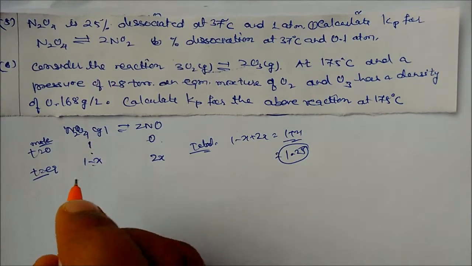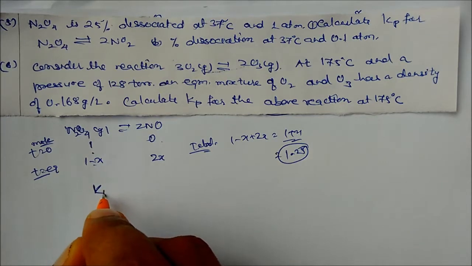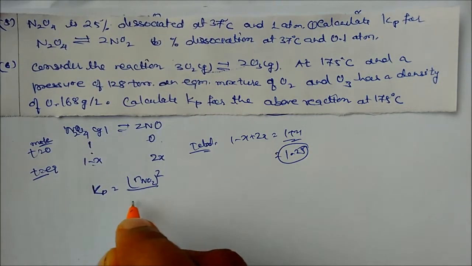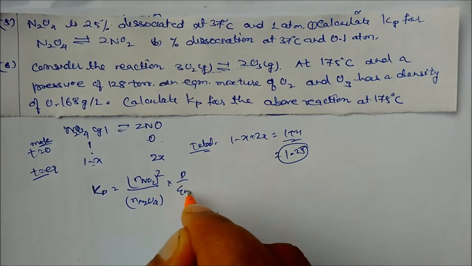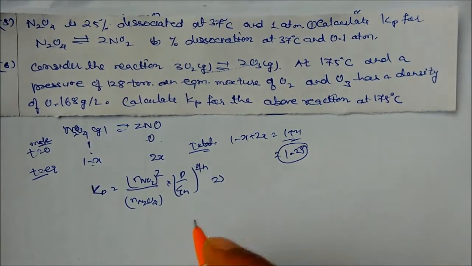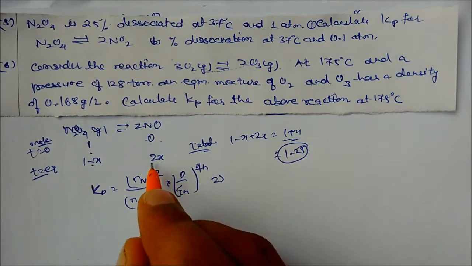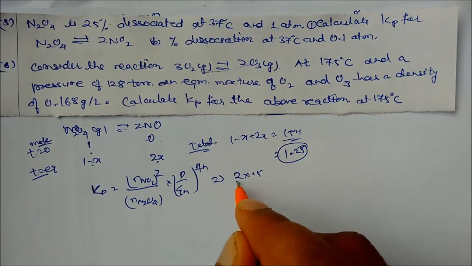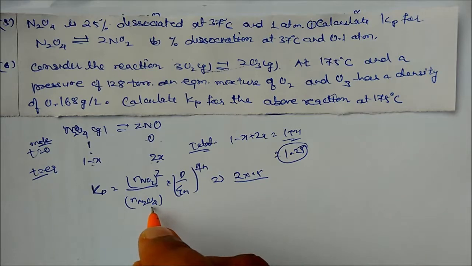So we'll see here now, Kp is equal to how much? So Kp will be moles of NO2 whole square divided by moles of N2O4, and here pressure will be summation of it into delta n. So Kp we need to find. So n is here 2 into x, so 2 into, this is given 0.5. So this is divided by, again, this is moles of atmosphere, this is given here.